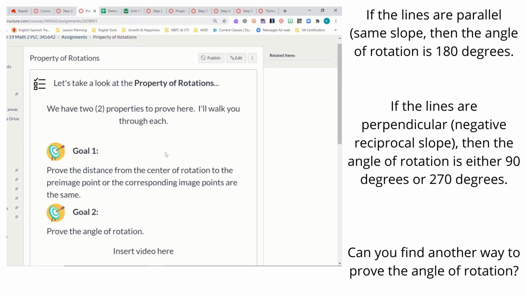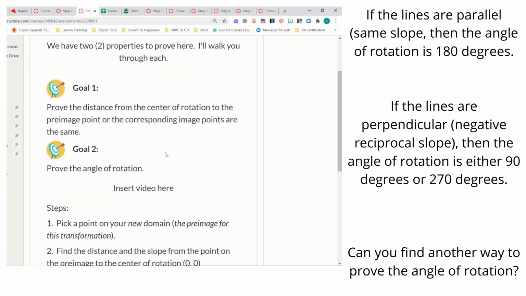So there are 2 properties of rotation that we will walk you through. Goal 1: you are going to prove the distance from the center of rotation to the pre-image point, or the corresponding image point, to the center of rotation. The distance there is the same. So there are going to be 2 lines that you're going to be looking at, and you're going to measure them to see if they're the same.